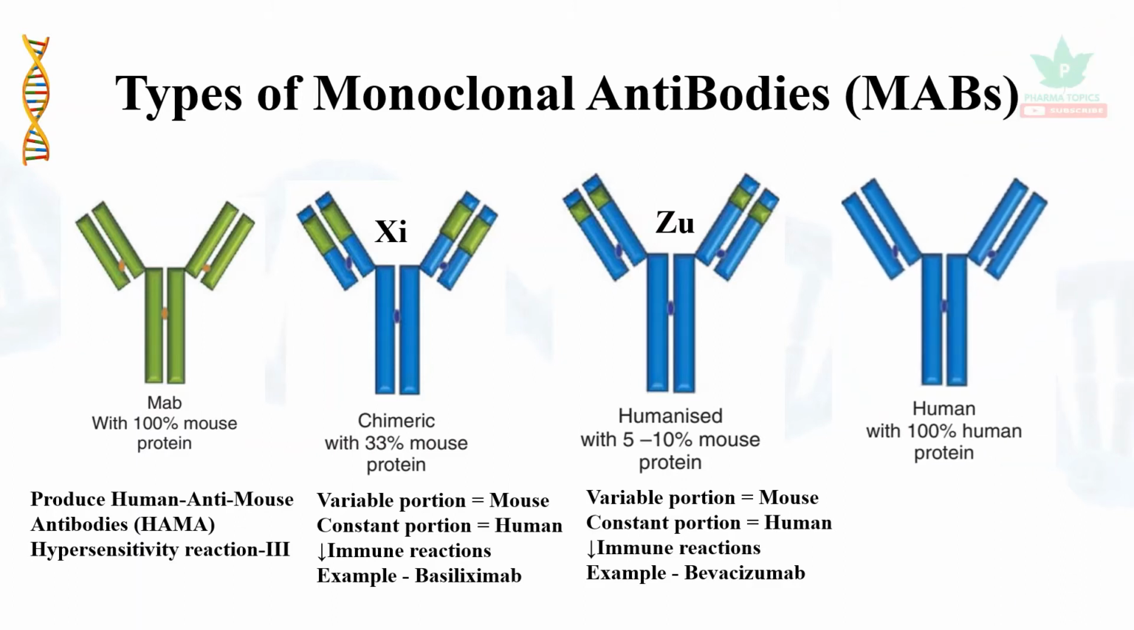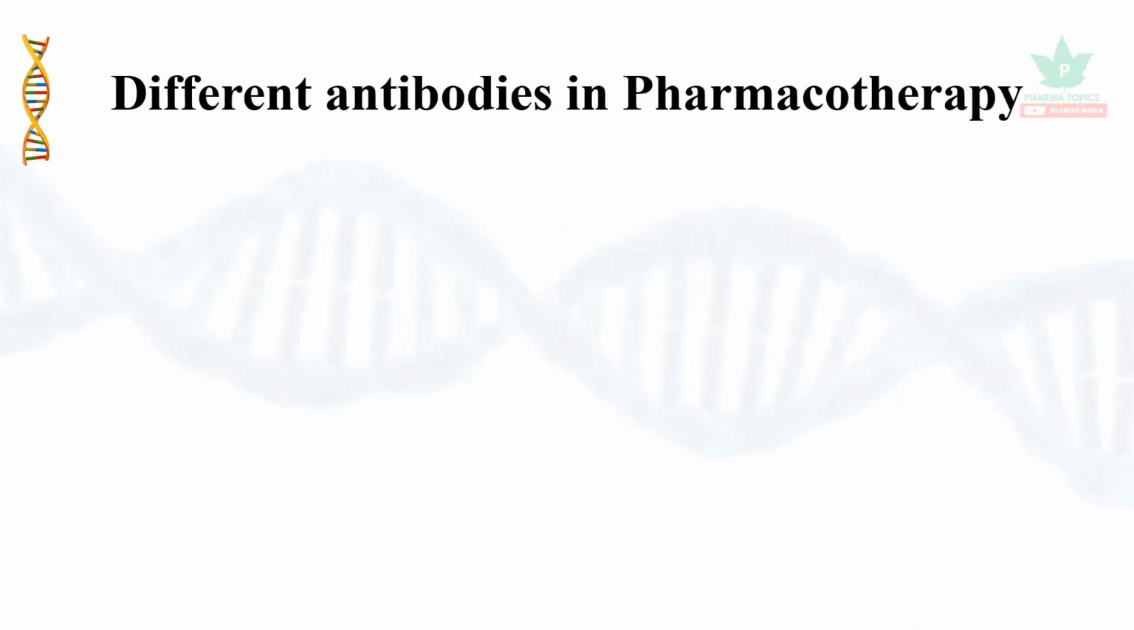And the latest version is the fully human form, which contains 100% human protein and no mouse protein. The drug name has MU in it. So it will have no immune reactions. Example, adalimumab.